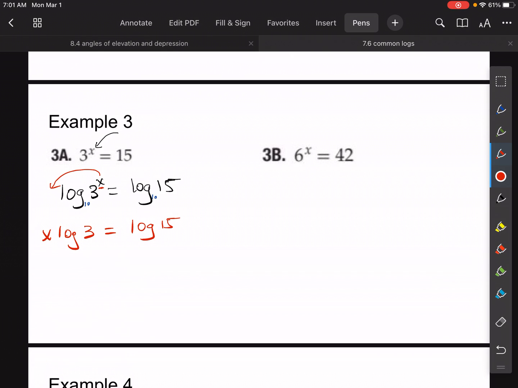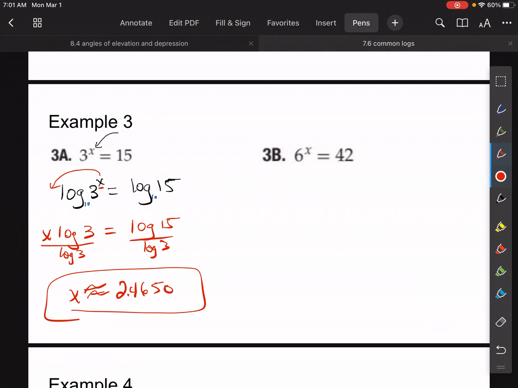And the idea here is that we want to get x by itself, right? So now that this is a multiplication piece, I'm going to divide both sides by log base 10 of 3. So log of 3. And then I get x is equal to whatever that comes out to, and I wrote that down just to save some time here. That is equal to 2.4650 approximately. So I'll use the approximate sign instead of the equal sign.